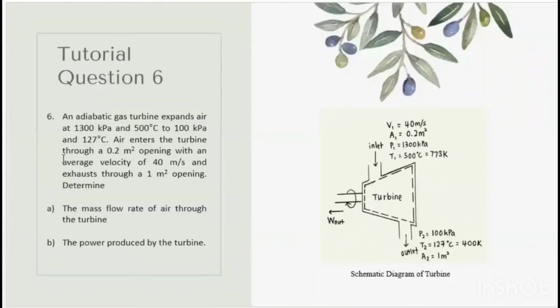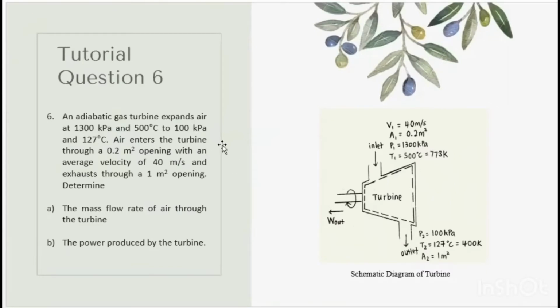So for the tutorial question, an adiabatic gas turbine expands air at 1300 kilopascal and 500 degrees Celsius to 100 kilopascal and 127 degrees Celsius. 1300 kilopascal and 500 degrees Celsius will be P1 and T1. 100 kilopascal and 127 degrees Celsius will be P2 and T2.